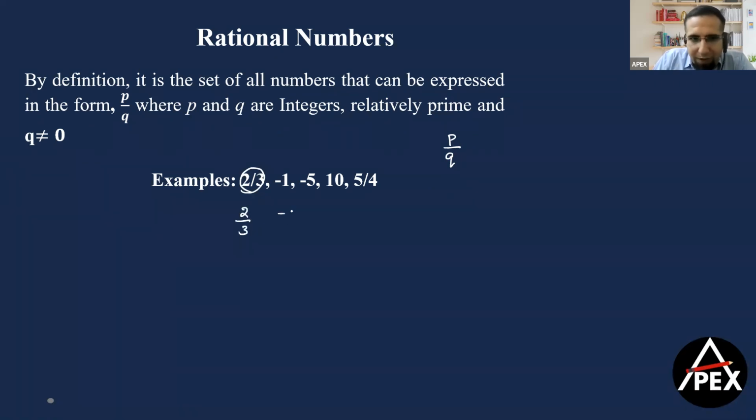Now I have minus 1. Is minus 1 a rational number? Yes, because I can write this as minus 1 by 1. Is minus 5 a rational number? I can write this as minus 5 by 1. Is 10 a rational number? Of course, yes, I can write that in the form of 10 by 1. And is 5 by 4 a rational number? It is already in the form of p by q. Right. So any such number that I can represent in the form of p by q becomes my rational number, where q is not equal to 0.